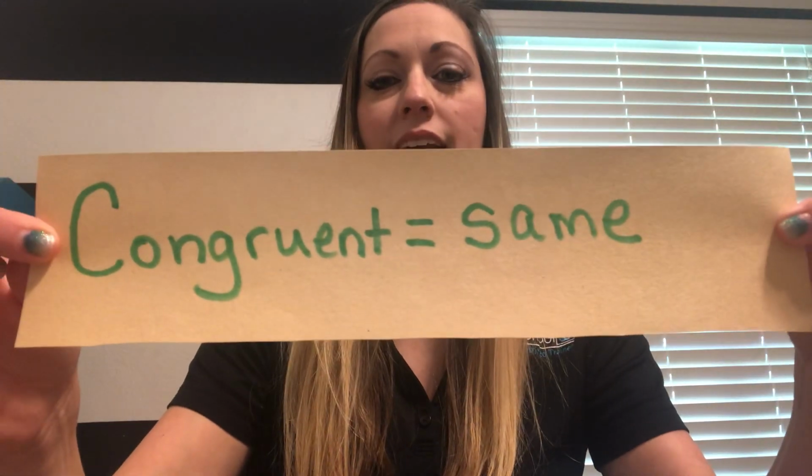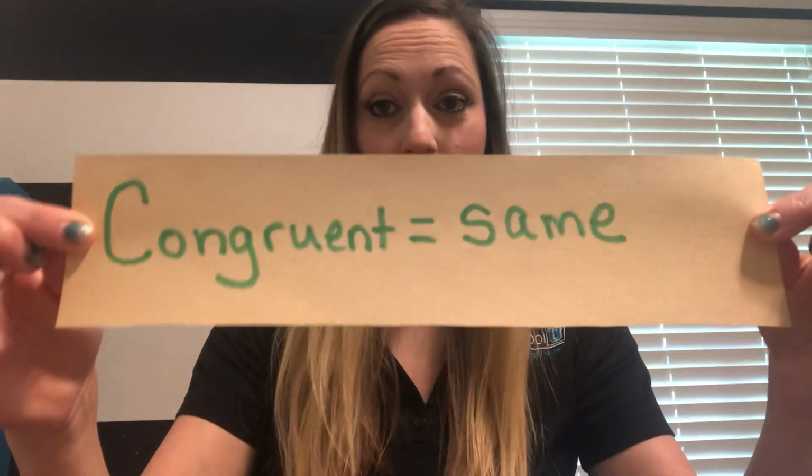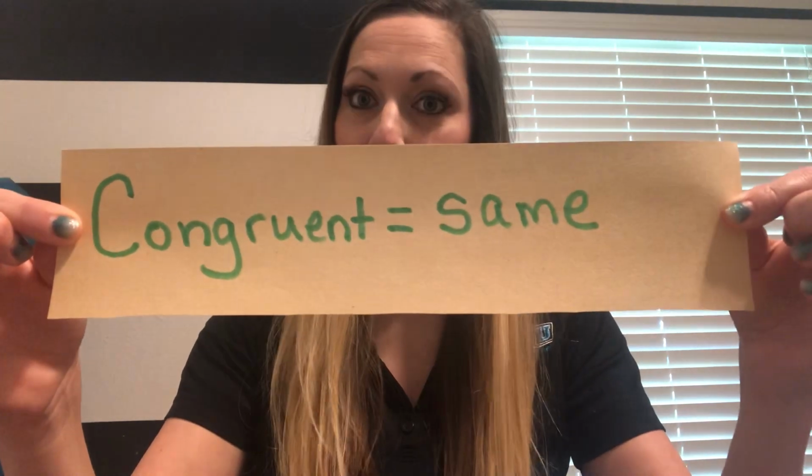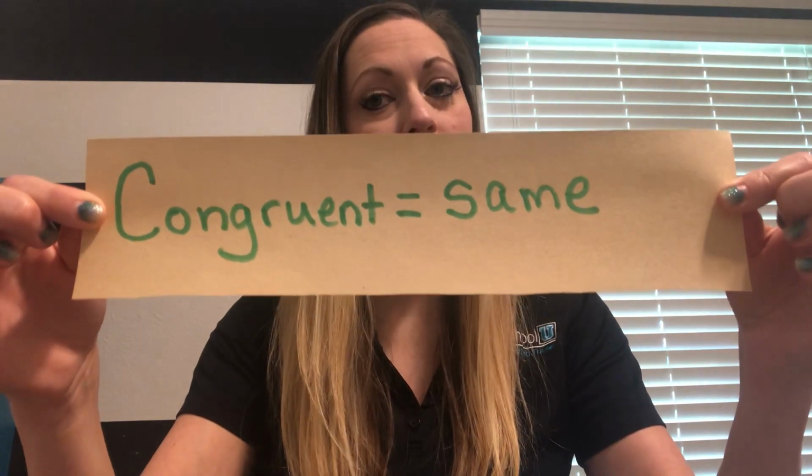The next word I want to talk to you about today is congruent. And congruent just means same. Congruent just means same. So let's talk about that real quick. Let's look at the square again. So looking at this square, it has 1, 2, 3, 4 sides, and all of the sides are the same length. So we could say that it has 4 congruent sides.